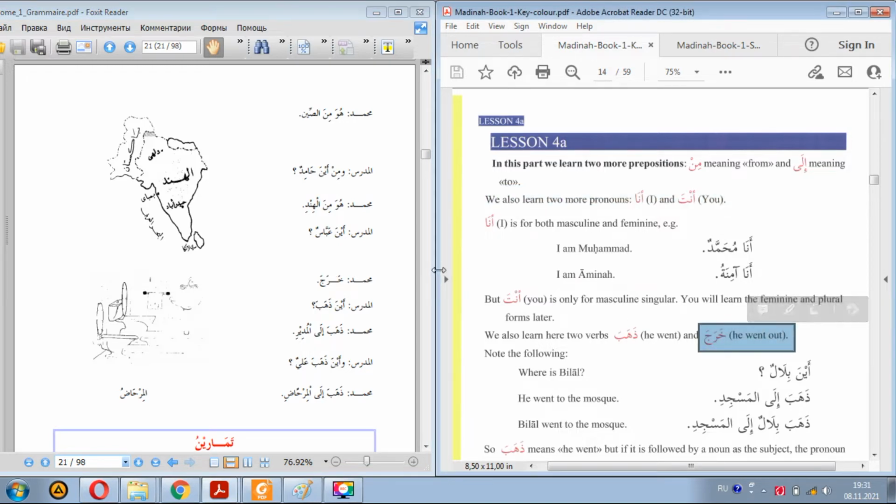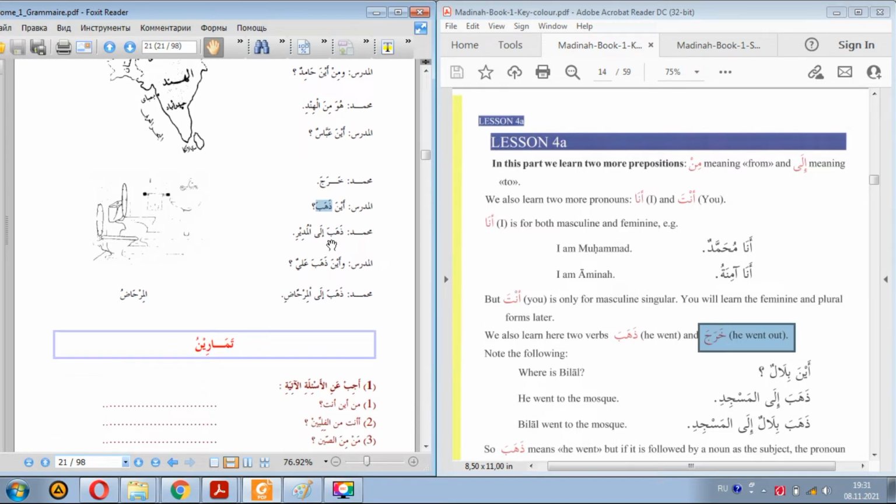He says خرج. خرج means went out. So it's a verb in the past simple, he went out. المدرس, أين ذهب? Where did he go? ذهب means went, in the past. أين ذهب? Where did he go? Muhammad says ذهب إلى المدير, he went to the principal.